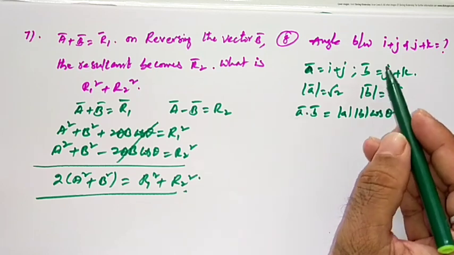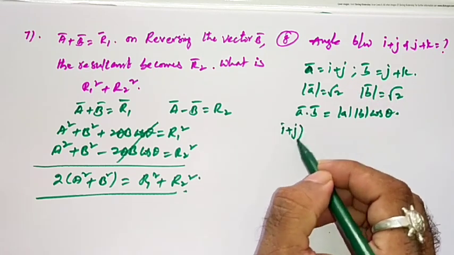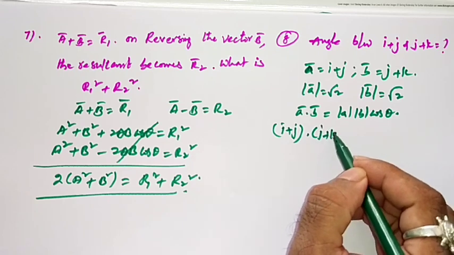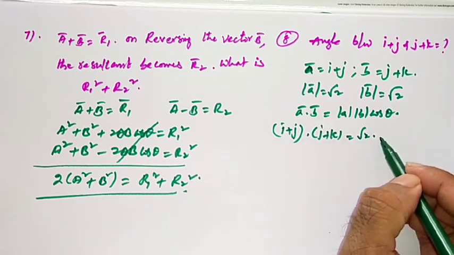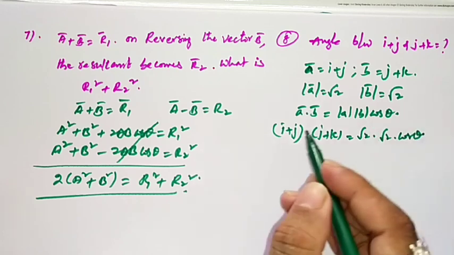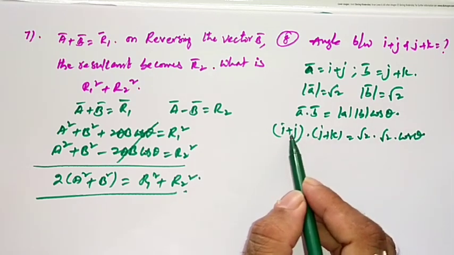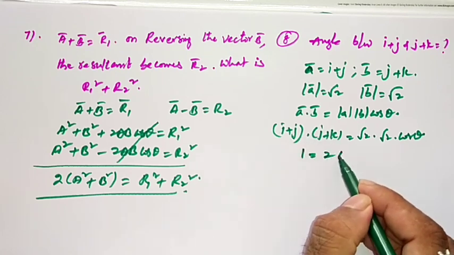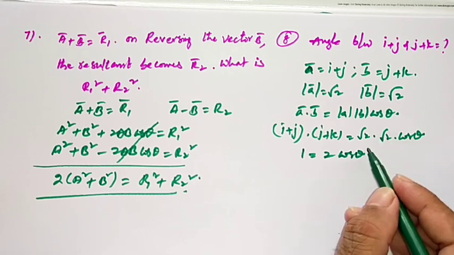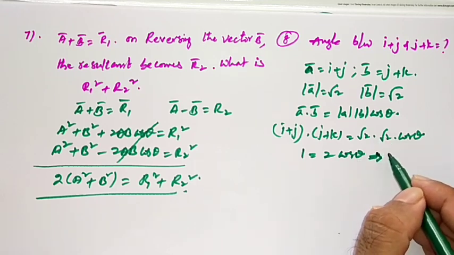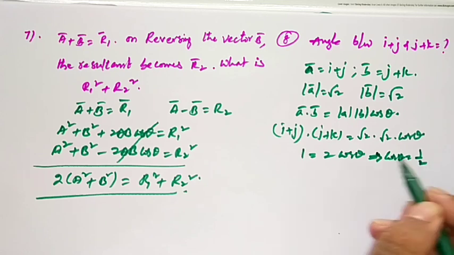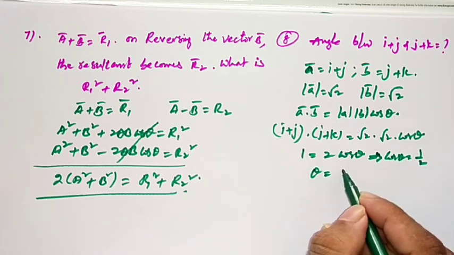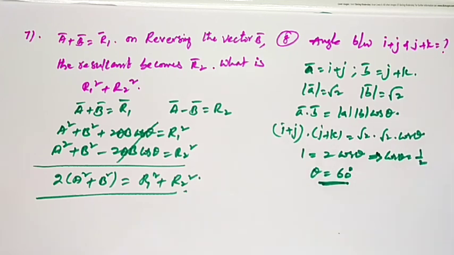Now A dot B, how much? I plus j dot j plus k is equal to root 2 into root 2 cos theta. I, there is no I, 0. J dot j, 1. K, okay. So 1 is equal to 2 into cos theta, as root 2 into root 2 is 2. Then what is theta? Cos theta is 1 by 2. Therefore theta is how much? 60 degrees. So the angle between I plus j and j plus k is 60 degrees.